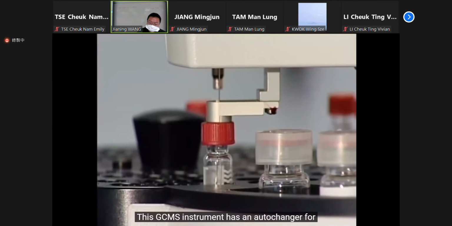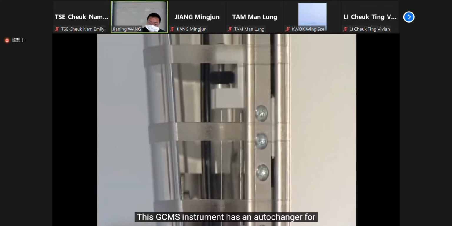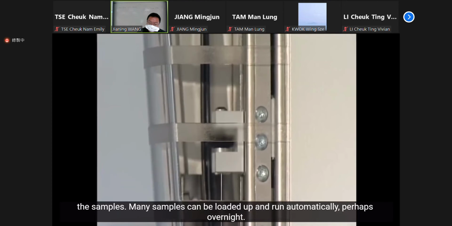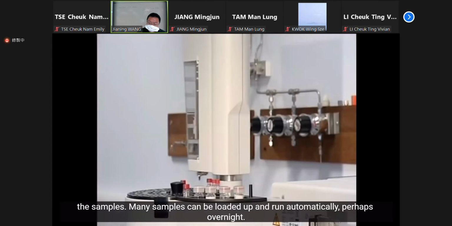This GCMS instrument has an auto changer for the samples. Many samples can be loaded up and run automatically, perhaps overnight.